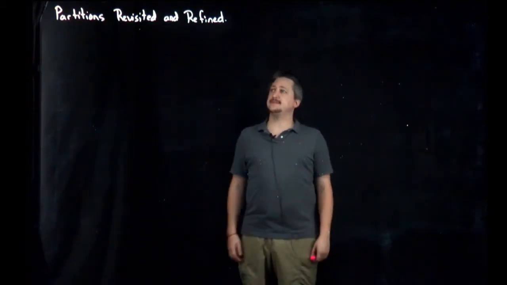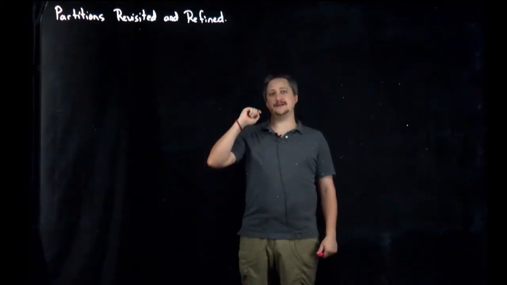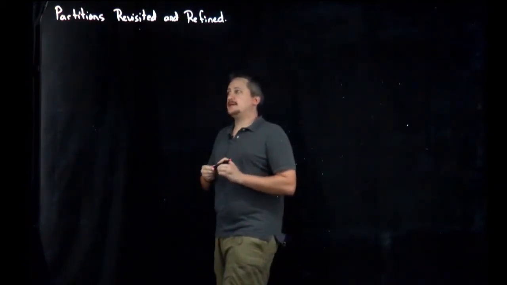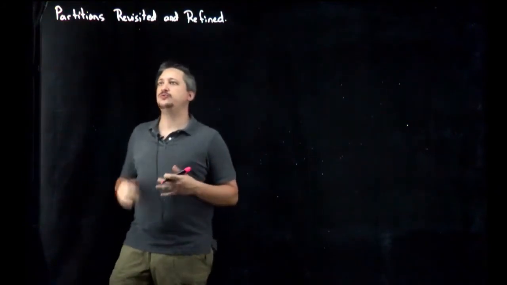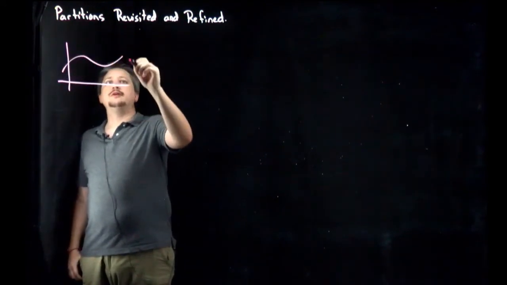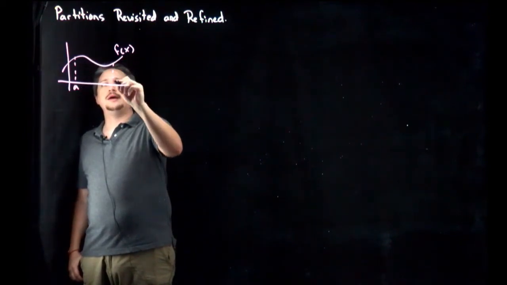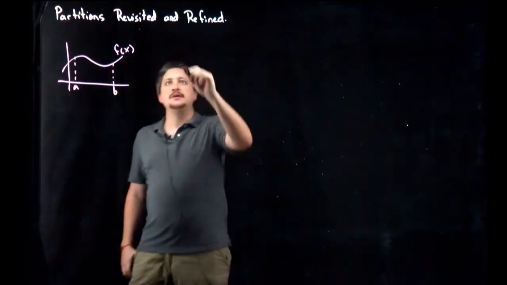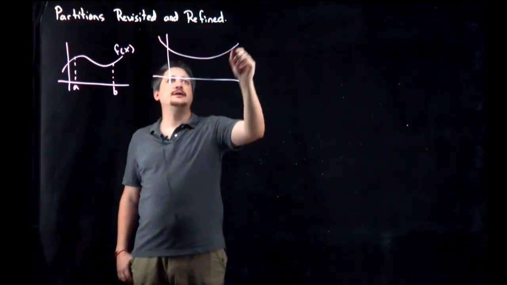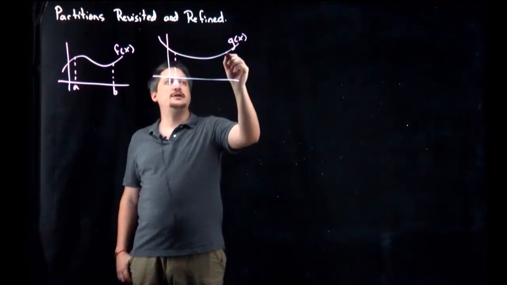All right, so in this video we're going to be talking about partitions, revisited and refined. To motivate what we're going to talk about today, let's consider two functions. Let's say we have some f of x, and we want the area between a and b. And then we have some g of x, let's say like that. And let's also say it's between the same a and b values.